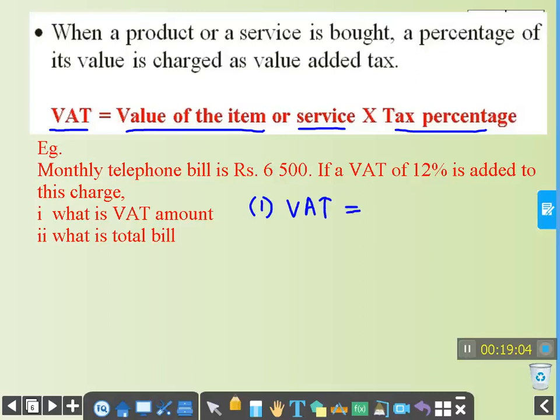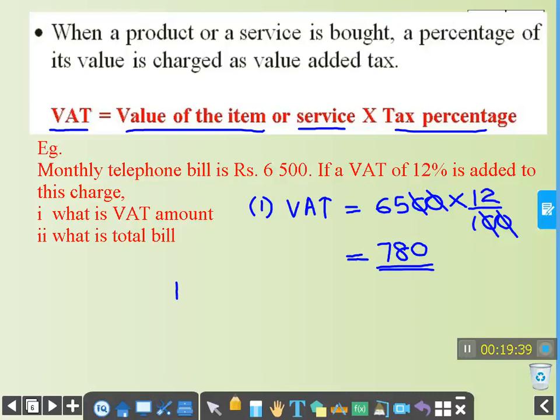Value added tax, how is it calculated? Value of the bill. So value of the service, here value of the bill 6,500, percentage is 12%. 0 and 0, 0 and 0. Here now 65 times 12. 65 times 12, how much? 65 times 12 is 780. So you have to pay 780 rupees as VAT.